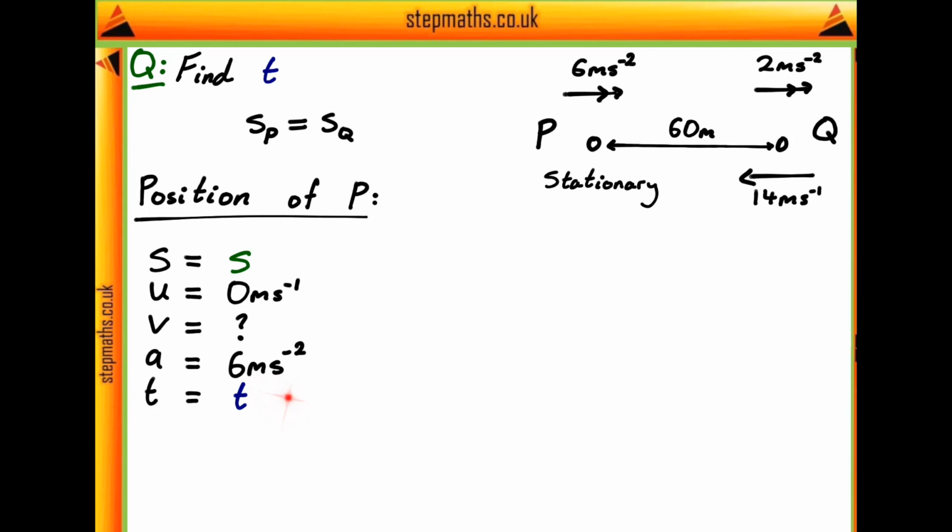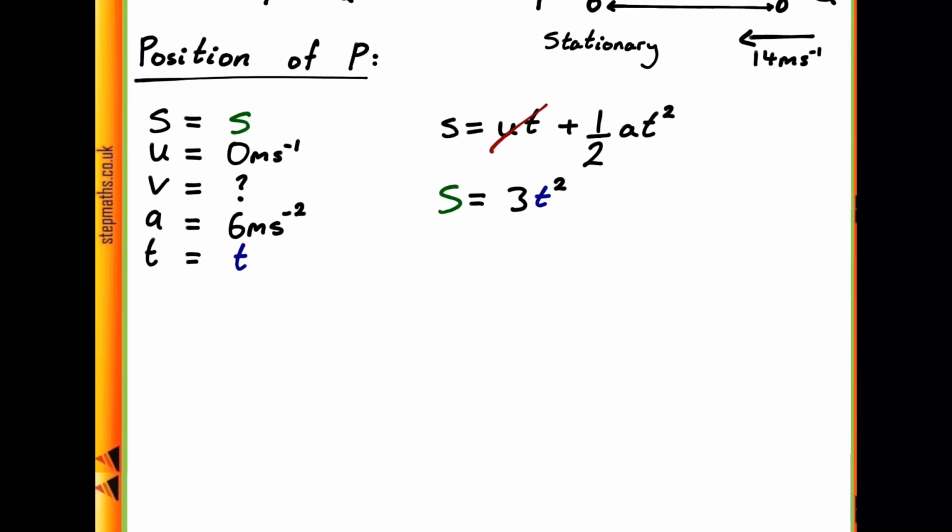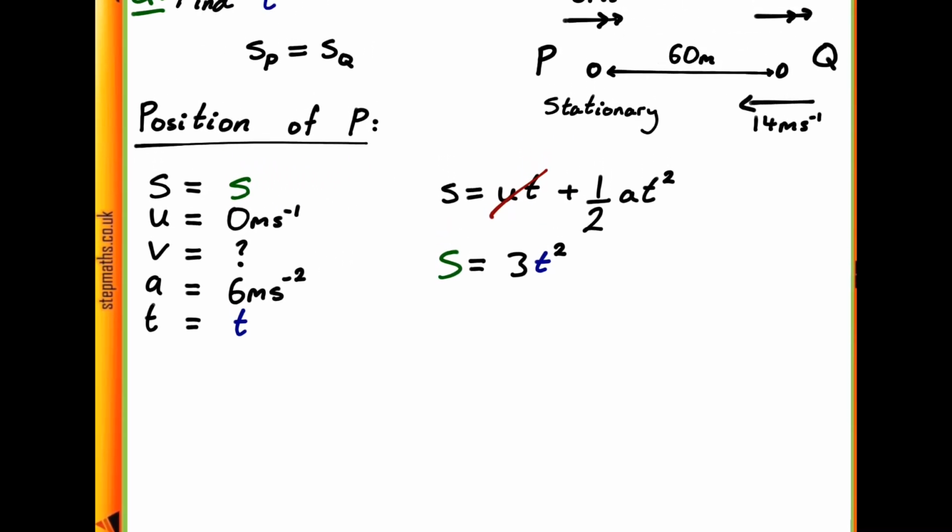Next we need to try and think of some equation which connects these four variables which we have together. The one that's going to be is s equals ut plus a half at squared. Luckily in this case u is just 0, so that gets rid of this first term. We can substitute in the values which we do know to get that s equals 3t squared. Now with this position of P, we can go ahead and try to find our position of Q too. And then hopefully that will give us something which we can substitute into this equation to make the two equal and find our time.